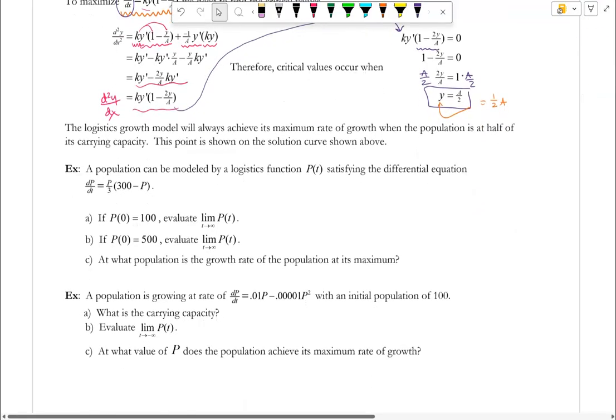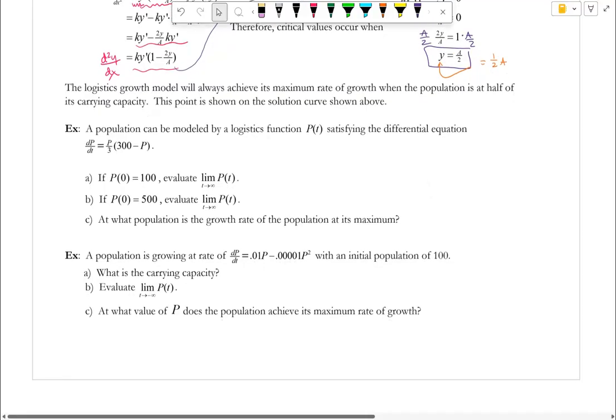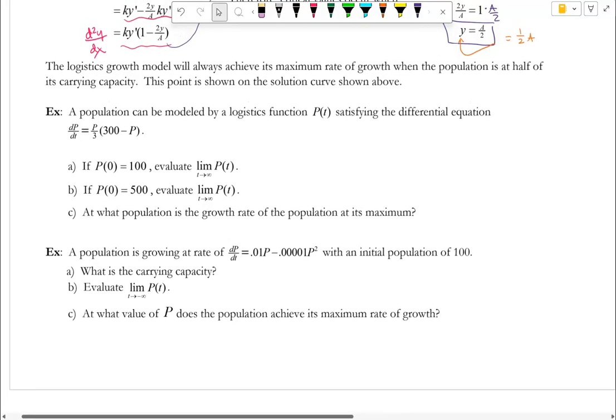All right, so if we look at these last two examples, that's a lot of information. When we actually work through these, if we can synthesize that information, the math itself isn't very difficult. We just have to be able to recognize that we're working with a logistic function. So in this first example, a population can be modeled by a logistic function P of t satisfying the differential equation dP/dt equals P over 3 times 300 minus P.